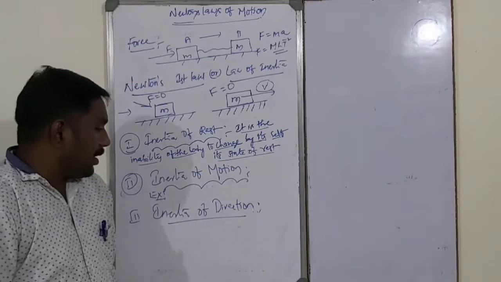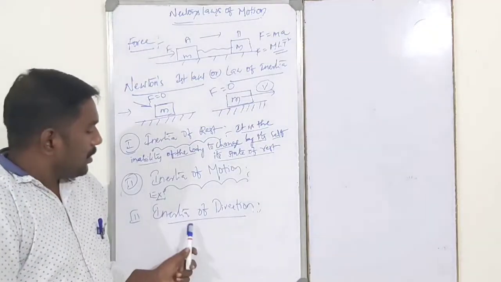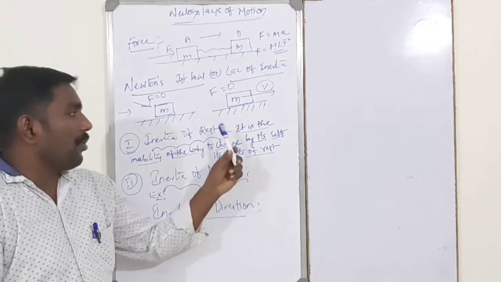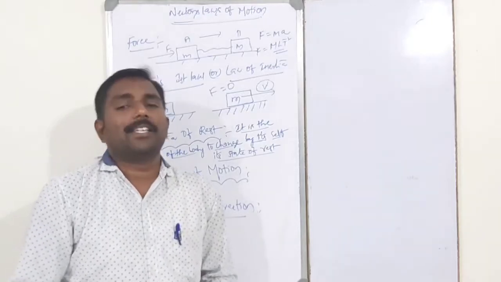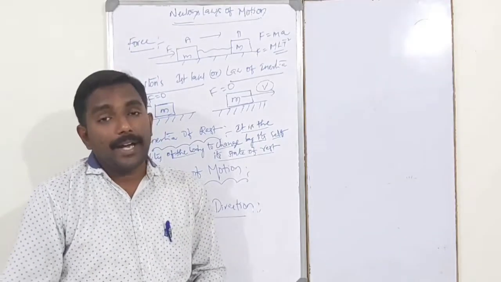Now the last one is inertia of direction. What is inertia of direction? It is the inability of the body to change by itself its direction.